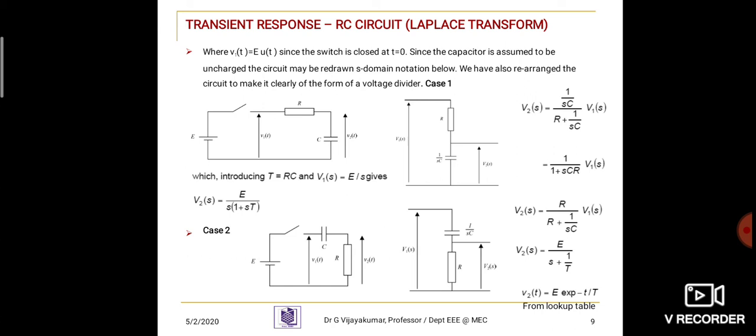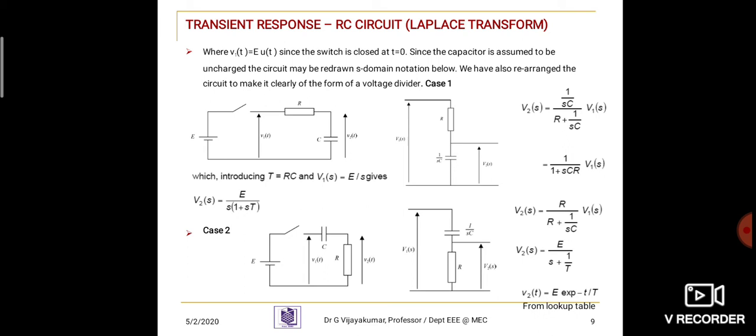It can be simply written as V2 of S is equal to 1 divided by 1 plus SCR into V1 of S. Here we introduce a time constant RC, tau is equal to RC, and V1 is equal to E by S. So E can be written in the form of Laplace transformation as E divided by S, and the output voltage across the capacitive element V2 of S is equal to E divided by S into 1 plus S tau, which gives the same function of t we obtained in the previous module 1, but we have found it much easier and more direct here.